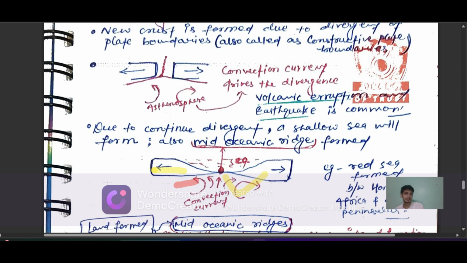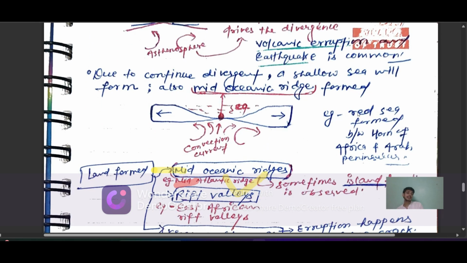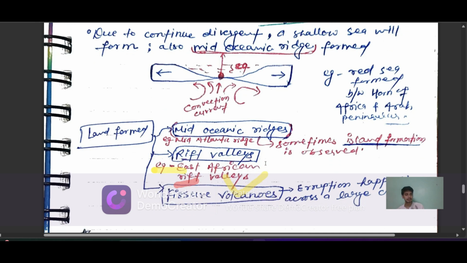Here also, due to continued divergence, a shallow sea will form, which is also called a mid oceanic ridge, like the Atlantic mid oceanic ridge, and like the Red Sea formed between the Horn of Africa and the Arab Peninsula due to a divergent plate. Even if you observe the map of Africa, you will see that some part of Africa is getting separated from its parent part near Lake Victoria and Lake Chile regions. After many years, Africa will be divided into two parts and a new sea will form there.